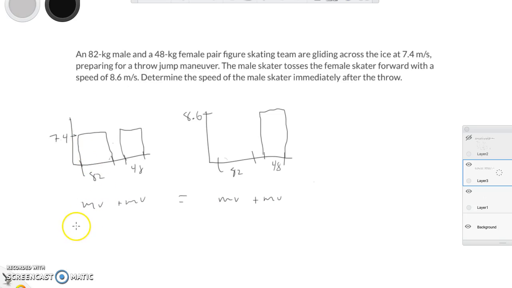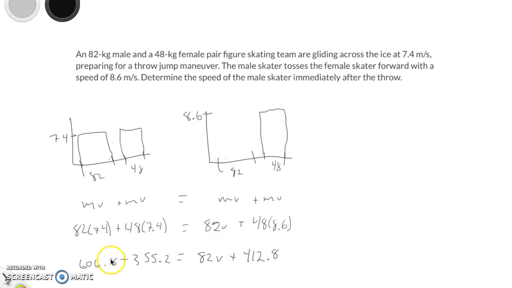82 times 7.4 plus 48 times 7.4 over here, 82v, and then plus 48 times 8.6. Go ahead and solve for the velocity of the male skater. So you multiply them all together, and we'll combine these.